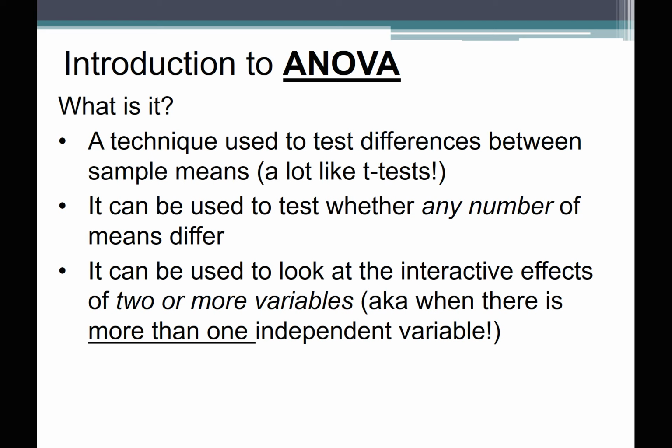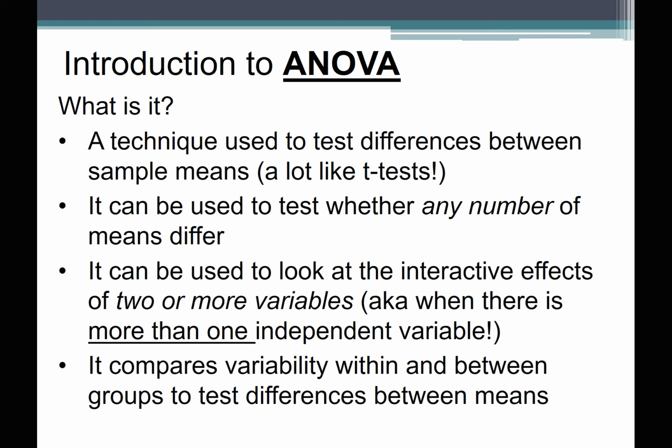It can also be used to look at the interactive effects of two or more variables. So for example, if we have more than one independent variable, if we think more than one variable has an effect on some outcome, then we can look at how those variables interact in terms of having that effect on the outcome. And the way it does this is it compares the variability within our groups to the variability between our groups. And if the between groups variability is a lot bigger than our within groups variability, then we can make claims about there being a significant difference between our means.